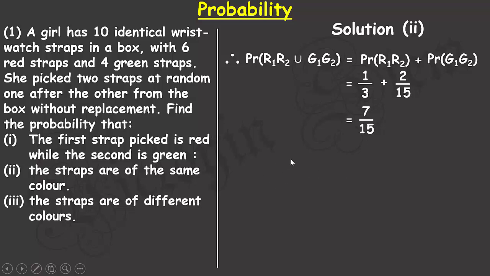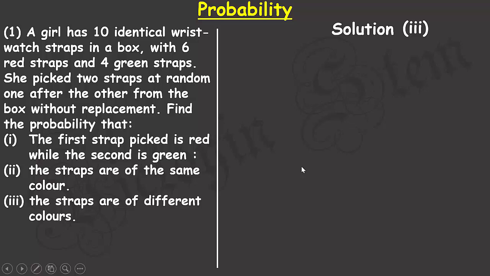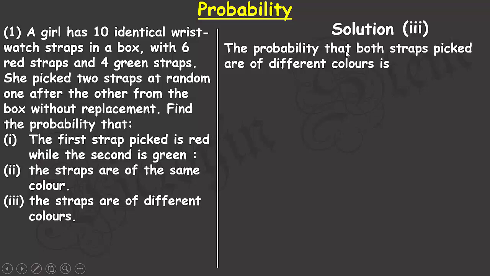Okay. Now to the last part of the question. The straps are of different colors. So how do I figure out this problem? I will say let the probability that both straps picked are of different colors be the probability that the first strap picked is red and the second strap picked is green, or the first strap picked is green and the second one picked is red.